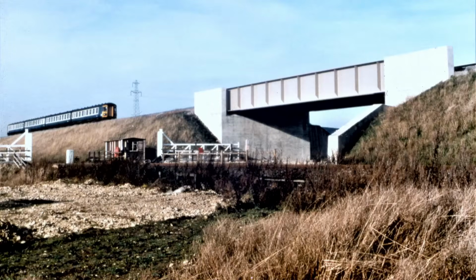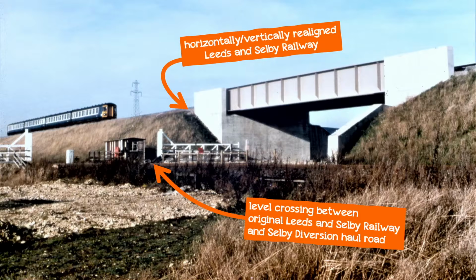And indeed, here's a picture of an interesting position where the level crossing is still in place. It's still got the crossing gates and the little keeper's hut. But also, trains have just been diverted onto the new Leeds and Selby Railway alignment. As you can see, this nice skew intersection bridge here. At the top, the horizontally and vertically realigned Leeds and Selby Railway, and at the bottom, the little level crossing between the original Leeds and Selby Railway and the Selby diversion Hull road. And of course, there's also a little BR Class 123 on its way to Hull here. Very nice.